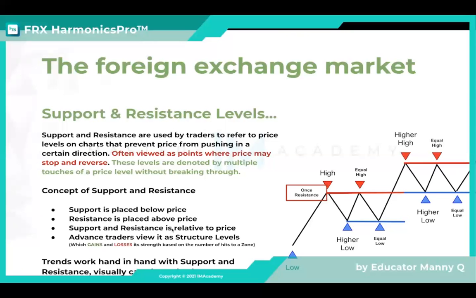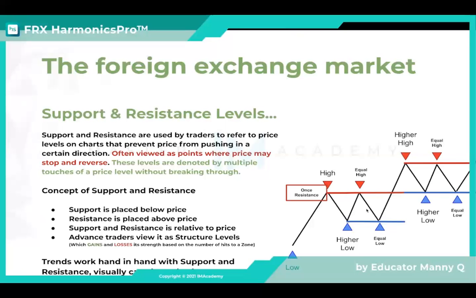Support and resistance is relative to price. Now, this is extremely important. Support and resistance levels are only support and resistance levels compared to the position of price, meaning that if price is above this low, this is a support. If price is below this high, it's considered a resistance.